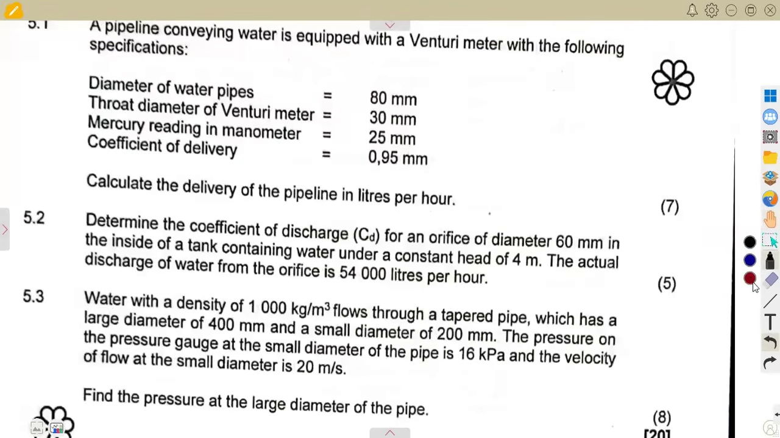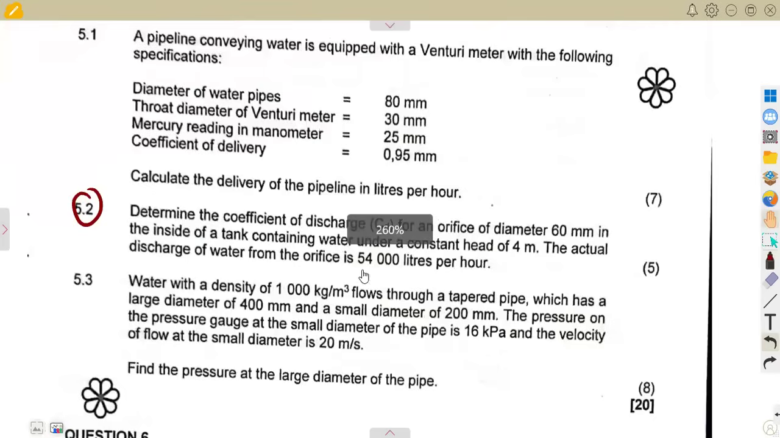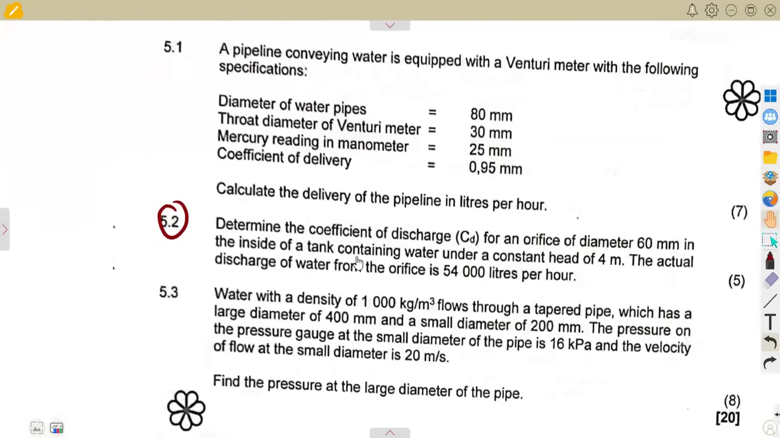In 5.2, we are now given the condition of an orifice. We never talked about an orifice, but that'll be the next part we're going to talk about, no problem. We are asked to determine the coefficient of discharge of an orifice, given the diameter, inside a tank containing water under a head of 4 meters, and the actual discharge of water from the orifice. So there we need our formulas and manipulation.